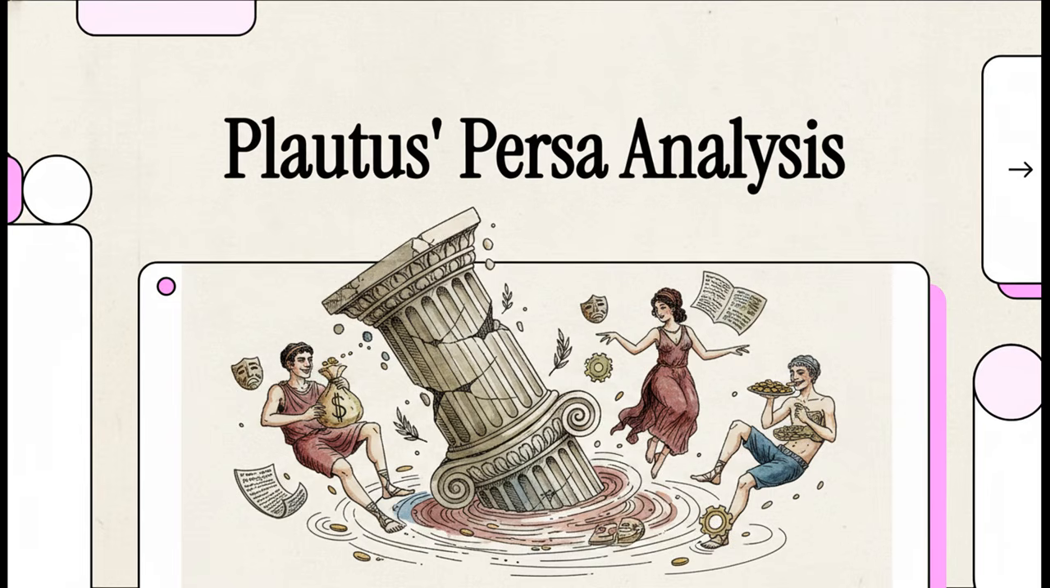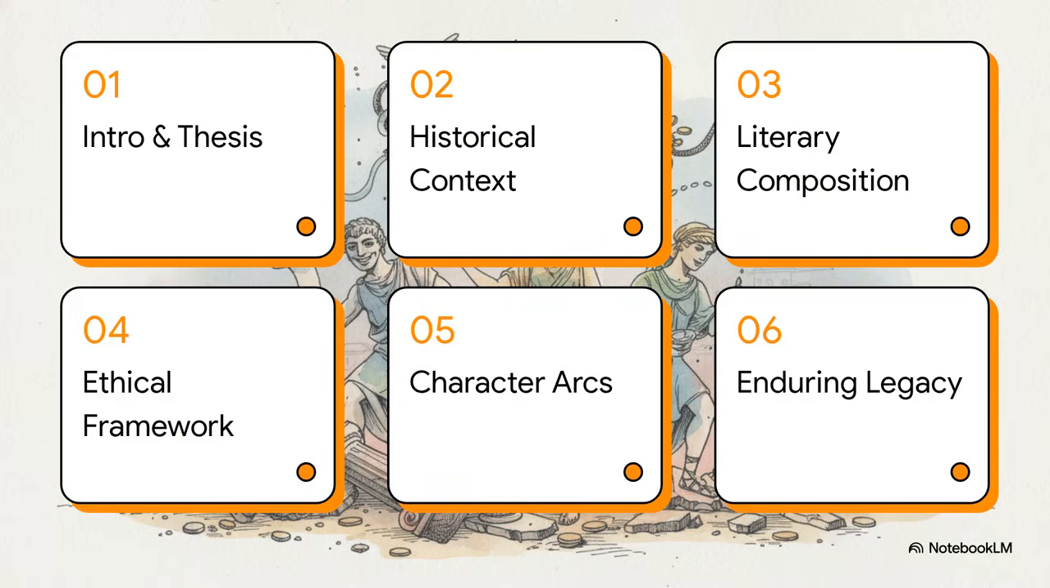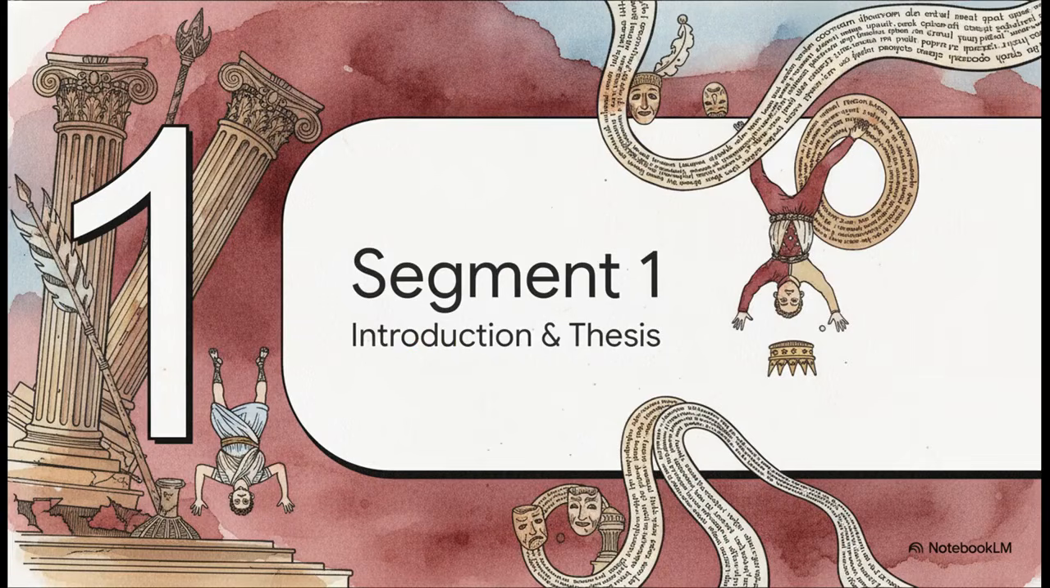So by rigorously analyzing the primary Latin text, we're going to decode exactly how Plautus uses sophisticated metatheater, incredibly precise legal satire, and complex character arcs to construct a world that is entirely turned upside down. To break all of this down, we're going to follow a rigid 6-part framework for this explainer: introduction and thematic thesis, historical context, literary composition, ethical framework, dialectical progression and character arcs, and finally, enduring legacy. Let's get to it. Segment 1, Introduction and Thematic Thesis.